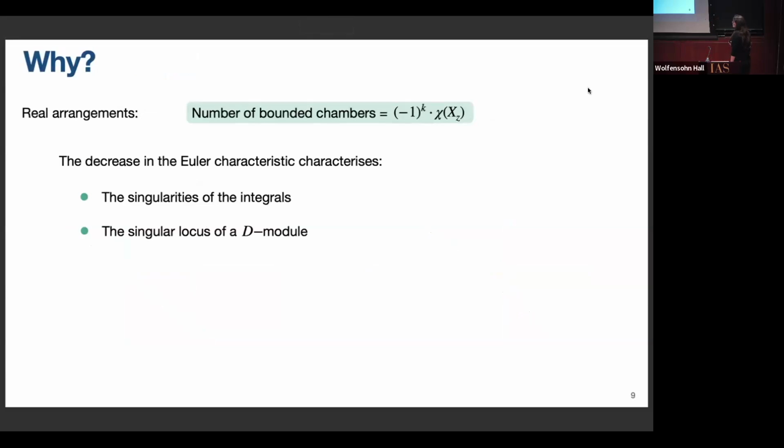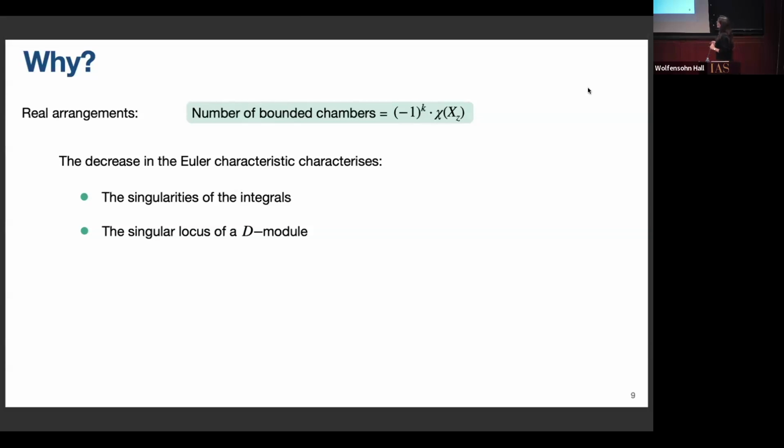Why do I care about this? The motivation is its connection with the number of bounded chambers, with the Euler characteristic of the complement of hyperplanes. And so we've seen this also in the last slide of yesterday's first talk. So in the real arrangement, the number of bounded chambers coincides with the signed Euler characteristic. This was Varchenko's theorem, Varchenko's conjecture, later proved by Orlik and Terao, I think.